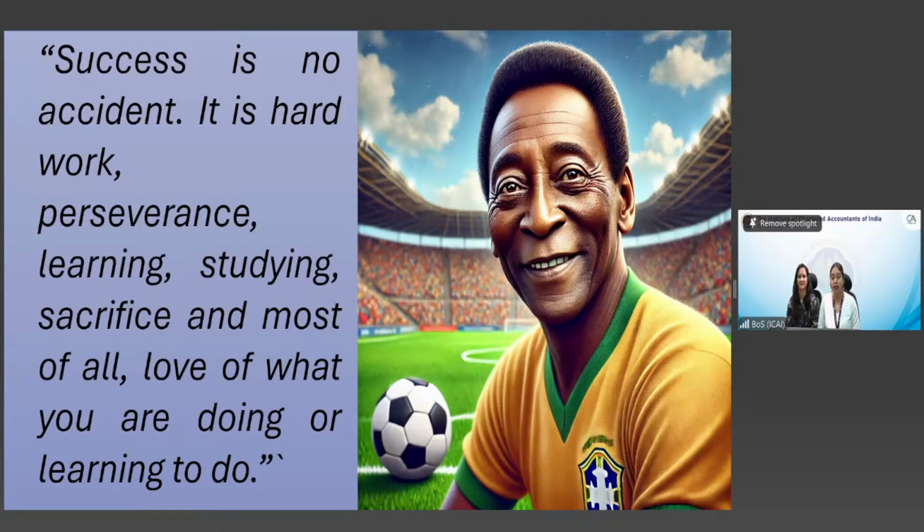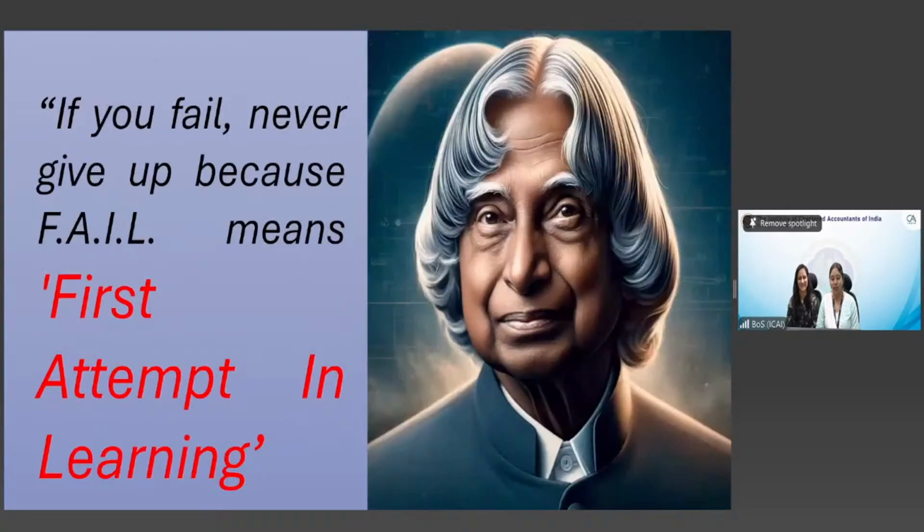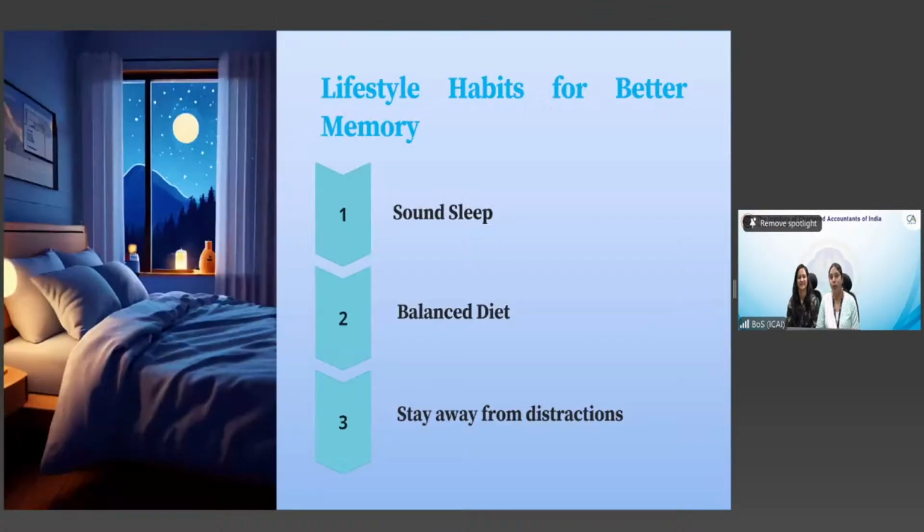Now 3 times a year exams will be held, so that will increase the pressure on you also. You will always be busy in some or the other preparation. But once you appear in the September exam and you clear the exam, you will be able to celebrate Diwali and all the functions, because now the exams are in September. So you can visualize how you will feel once you are a chartered accountant. So if you fail, never give up, because fail is first attempt in learning. So that is a very motivating quote.